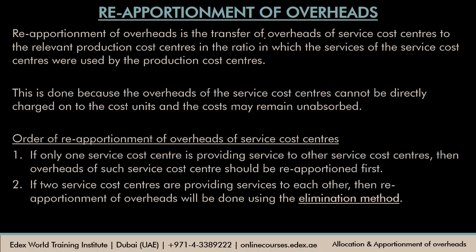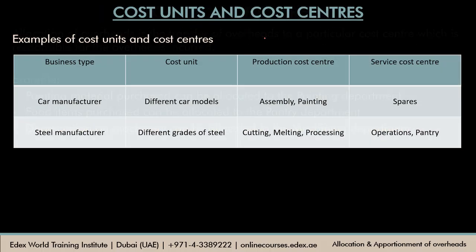So next you need to understand is the reapportionment of overheads. The overheads allocated and apportioned to the production cost centers can be easily absorbed onto the cost units, which we will maybe understand in the next video. What do you mean by absorption of overheads? But for now, understand that there were two types of cost centers.